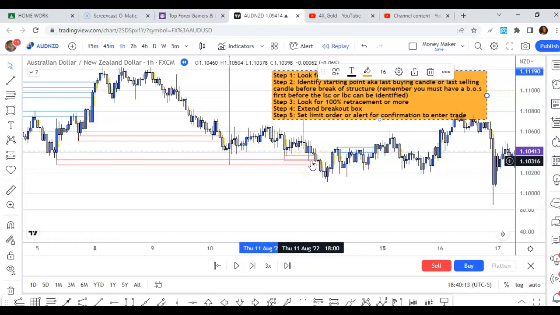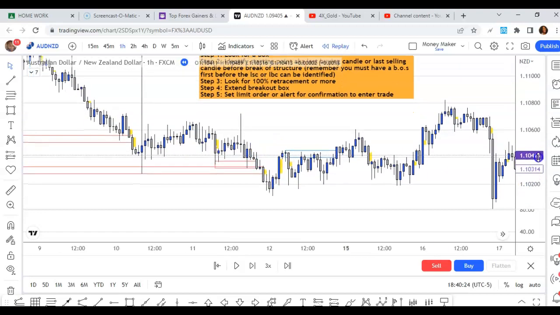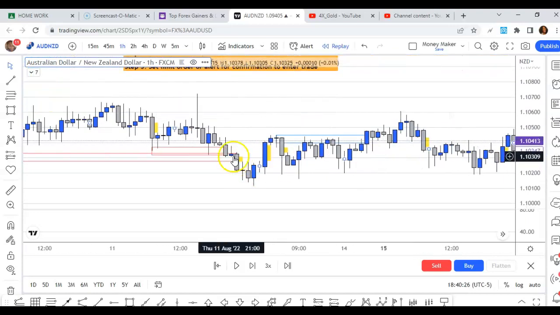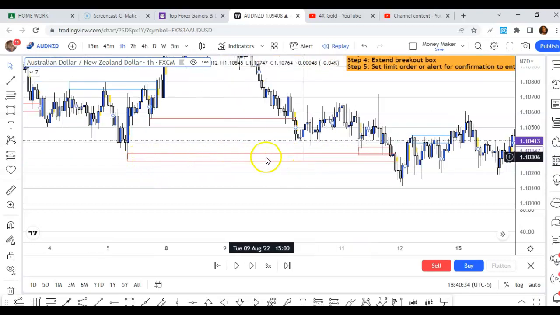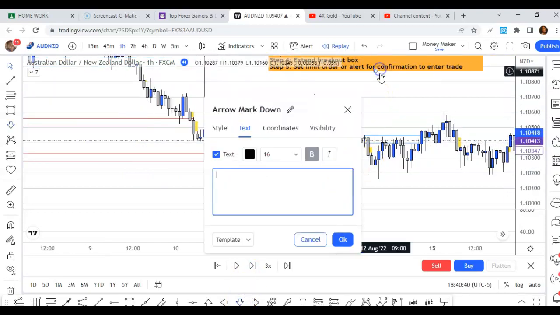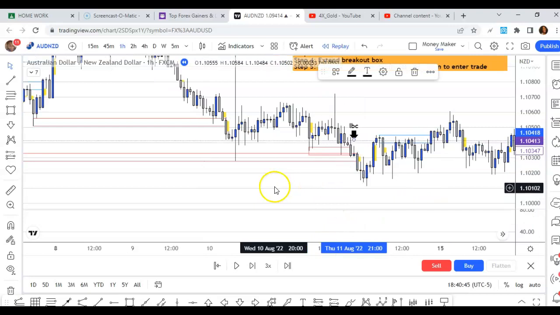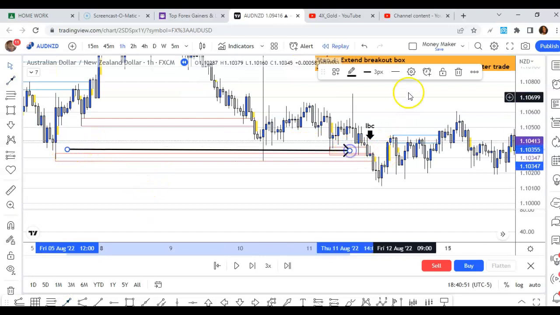My next step will be to identify the last buying candle or selling candle, depending on what I'm trying to do. For the sales, we're looking for the last buying candle. I'm going to zoom in so you can see that this little candle right here was the last buying candle before this breakout candle broke this structure. I'm going to identify this with an arrow, and it's going to be LBC, known as last buying candle. Then I'm going to draw out the broken structure so you can see that this market had broke structure.